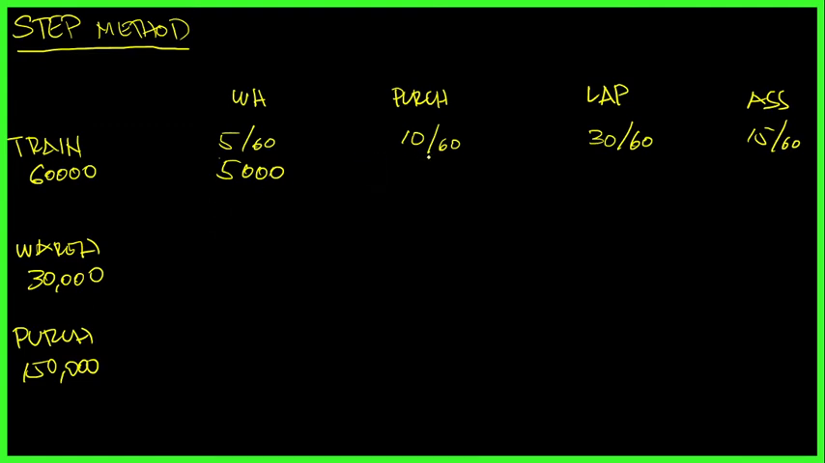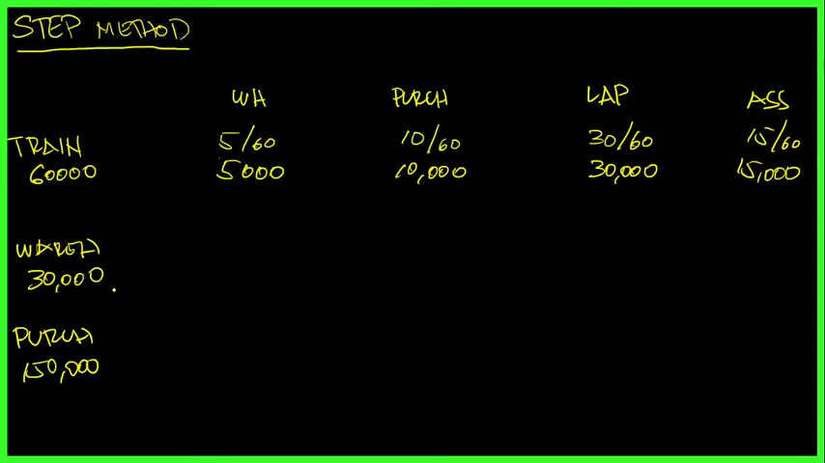60,000 times 10 divided by 60,000. So you now have 10,000. Buti pala, nagkataon na ganyan. Okay? Alright. Okay, so you now have 5, 10, 30, and 15.